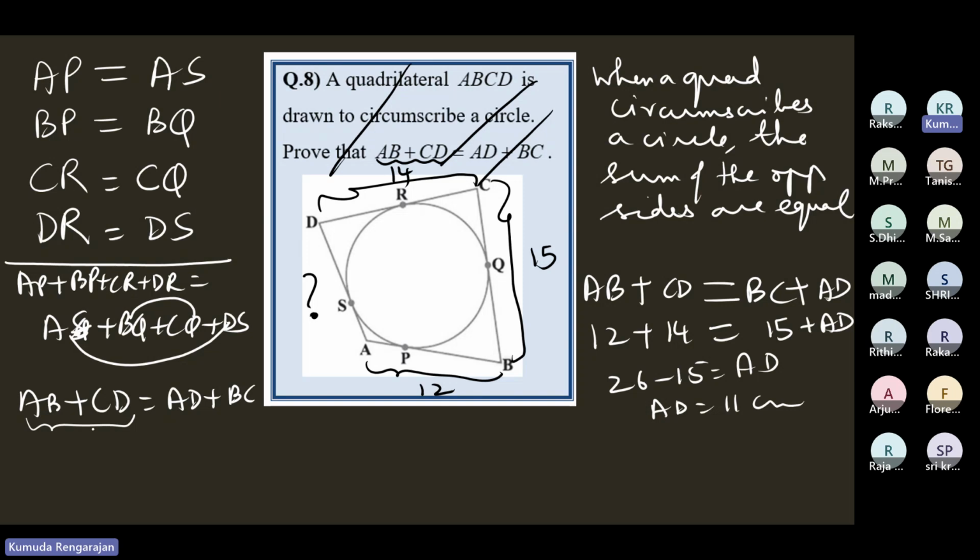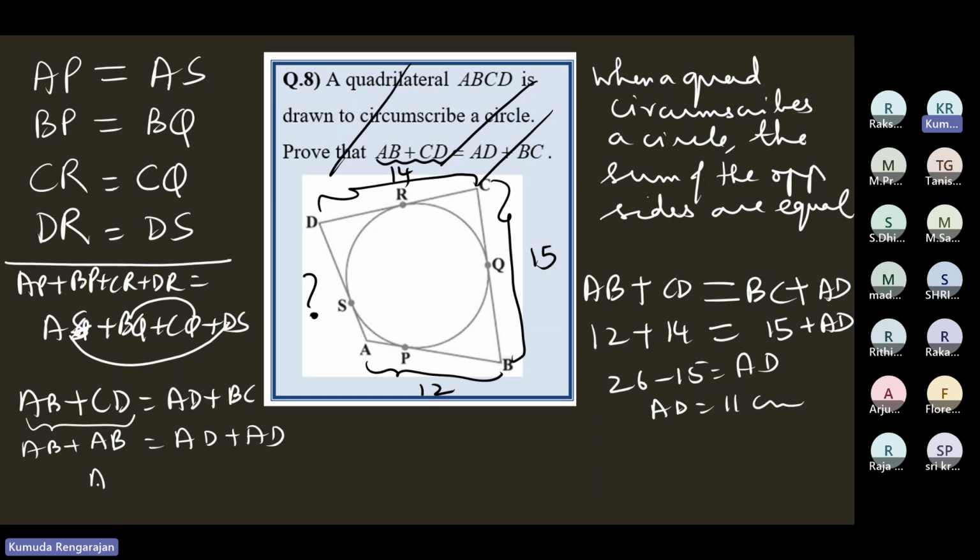In a parallelogram, opposite sides are equal. So AB plus CD is nothing but AB plus AB, because opposite sides are equal. And AD plus BC is nothing but AD plus AD or BC plus BC, because opposite sides are equal. Anything you can write, BC plus BC or AD plus AD.